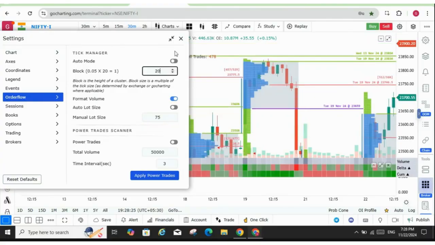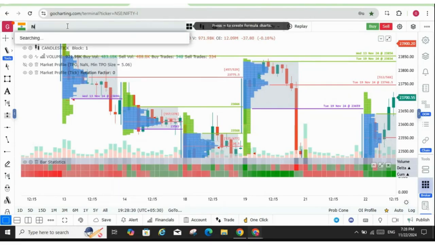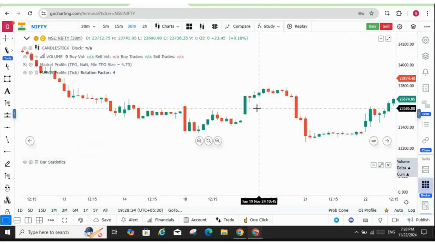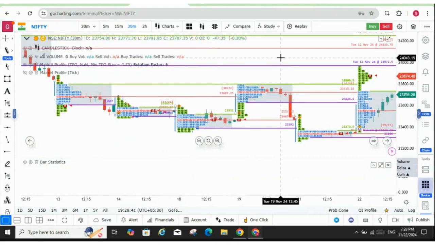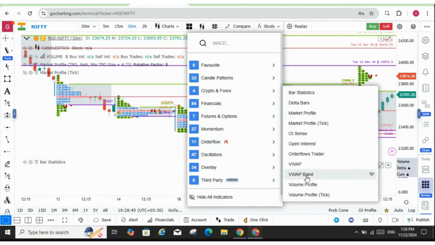So this was about the market profile tick, but market profile tick will not work on an index. If you want to apply it on an index, it will not work, because there is no tick data. So what you can do is use the normal market profile. The same thing goes for the volume profile and volume profile tick.